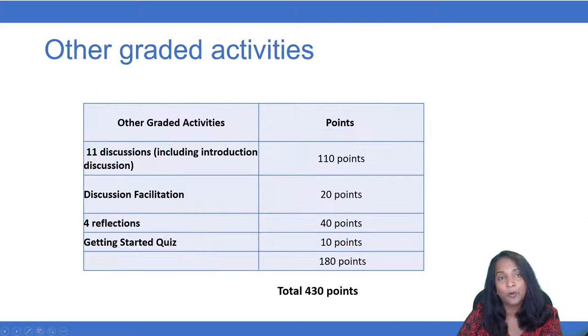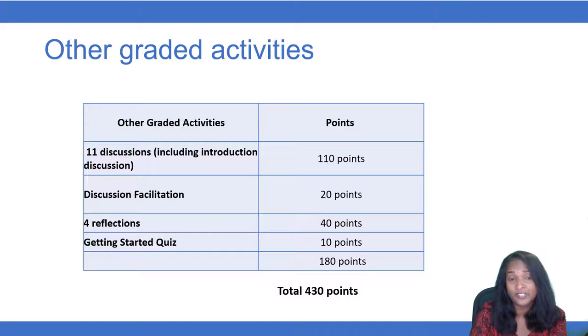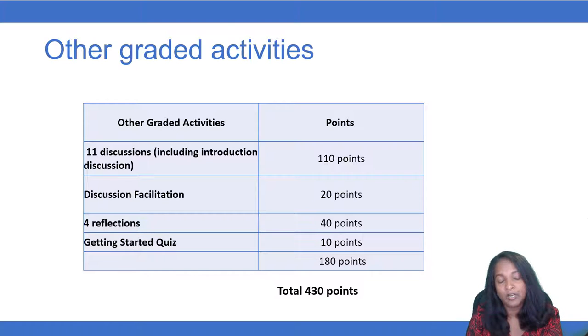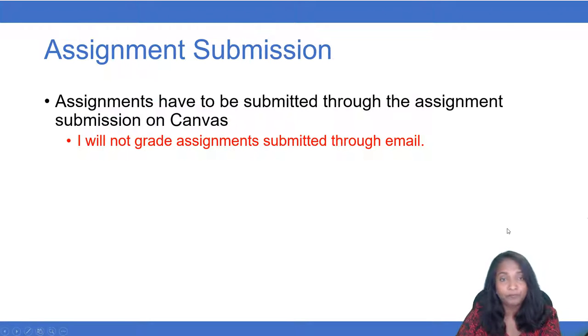Each of these is worth 50 points. And then there are a few other graded activities. There are 11 discussions, actually 10 plus an introduction discussion. And then you also have points for facilitating the discussion. So when you facilitate a discussion, you will also be summarizing the discussion and then sharing it in a summary forum for everybody else to read. And I mentioned the 4 reflections and then the getting started quiz. So this adds up to 430 points.